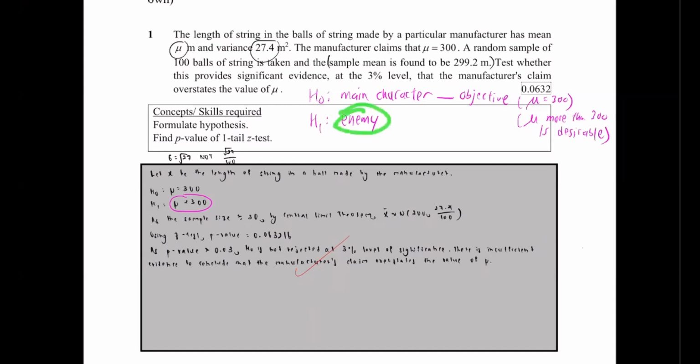Then the enemy, H1, will go against the desirable. They will say, are you sure you actually produce strings of such high quality? I don't believe you. So you go the opposite direction, mu less than 300. Does that make sense? So go the opposite direction. Sometimes it will be more.